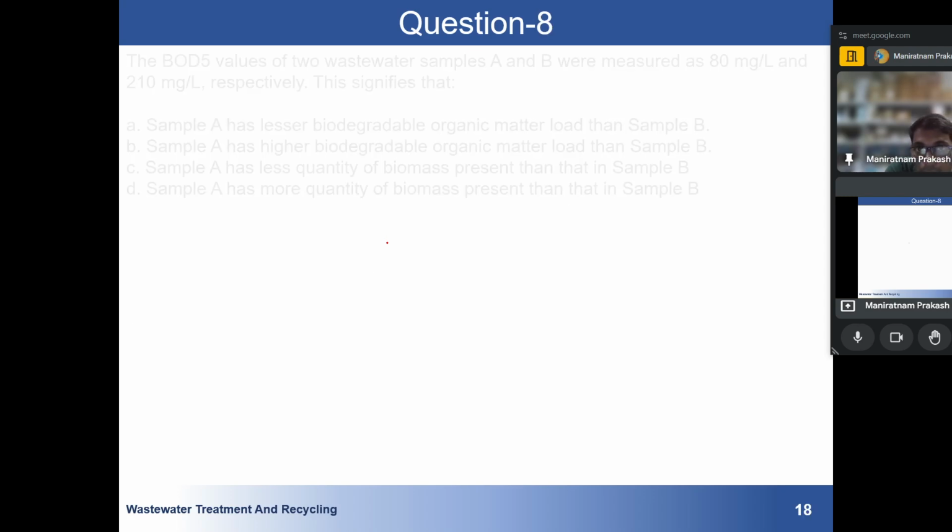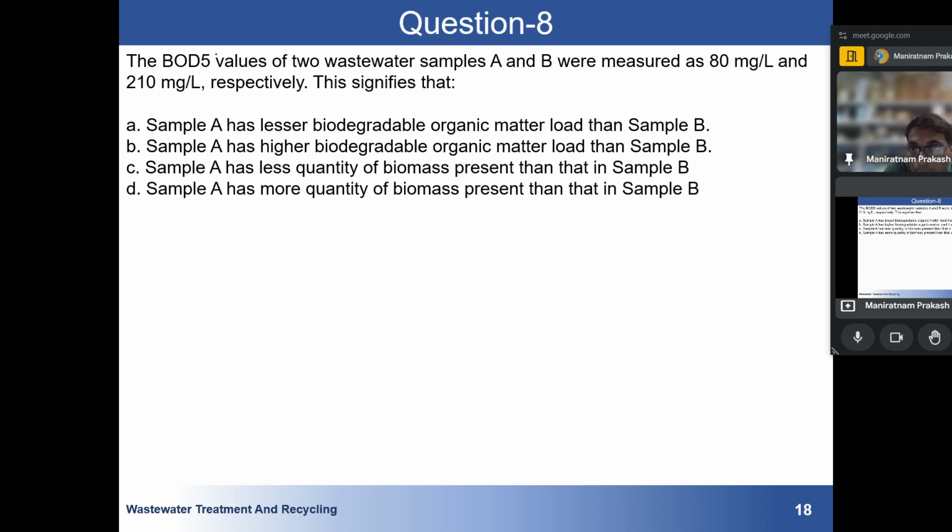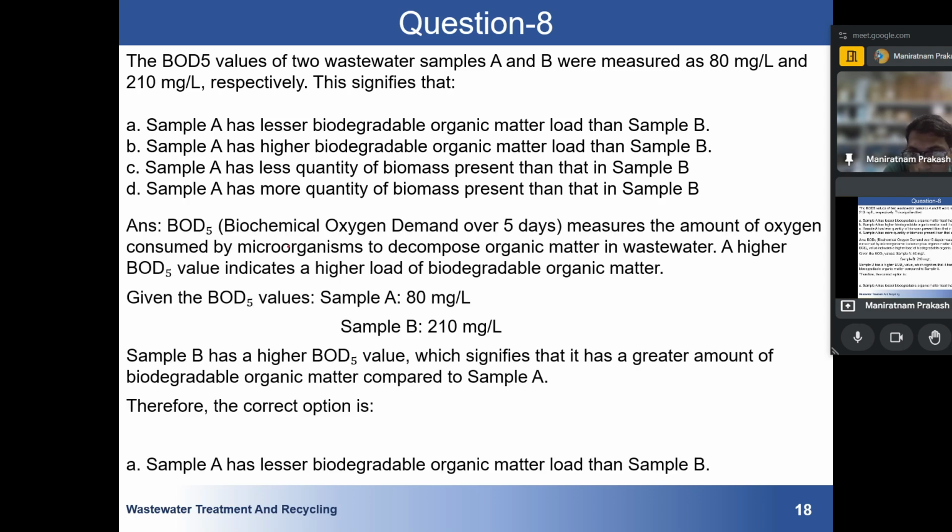Question number 8: the BOD5 of two wastewaters A and B are measured at 80 milligram per liter and 210 milligram per liter. What does this signify? Remember, the more organic compound there is, the more oxygen will be required, which means more biochemical oxygen demand. BOD5, the biochemical oxygen demand over 5 days, measures the amount of oxygen consumed by microorganisms to decompose organic matter in wastewater. A higher BOD5 value indicates a higher load of biodegradable organic matter.